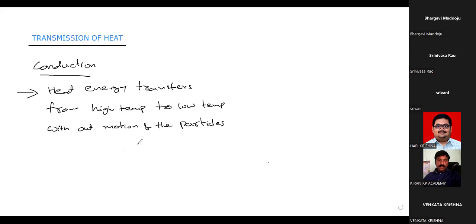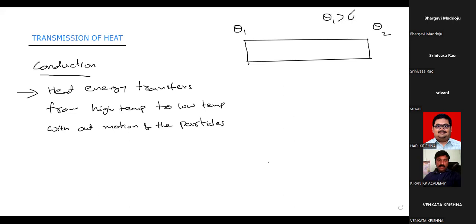Now, in this case, the medium will not move. Suppose we consider any rod or any conducting material. One point is at high temperature theta1. The other point is at temperature theta2. Here theta1 is greater than theta2. This is the area, which we consider as one area.